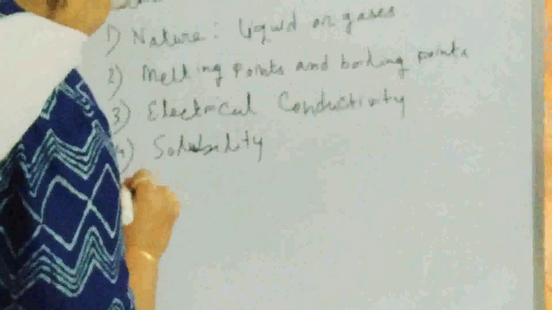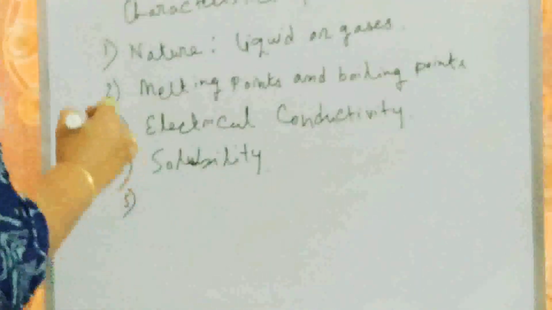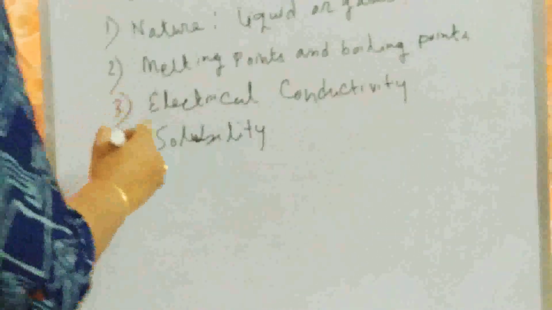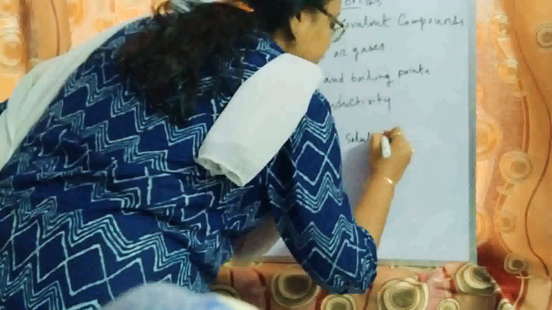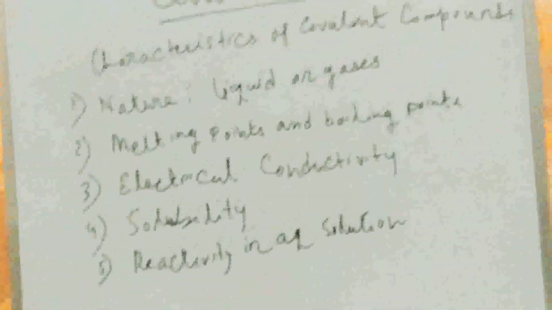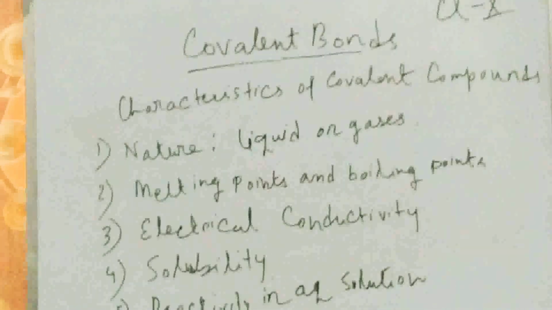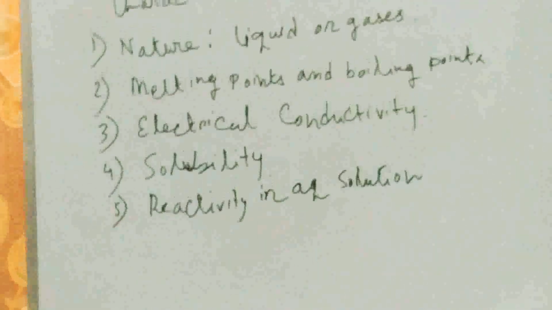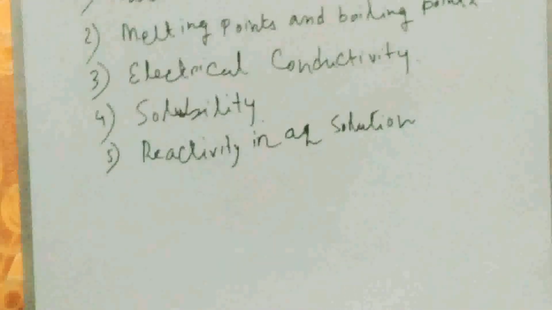And the number 5 point is reactivity in aqueous solution. Aqueous solution means solution in water. Reactivity will be very low. Why? Because no ions are formed in the aqueous solution. So these are the characteristics of covalent compounds.